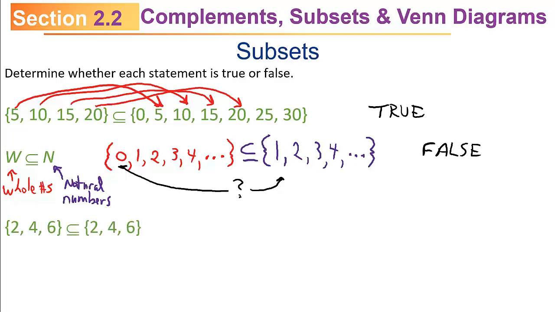How about this? The set containing 2, 4, 6 is a subset of the set containing 2, 4, 6. Now remember, we just talked about this. Every set is a subset of itself. And if you see, by doing the same thing we did for the others, there's a 2 on the left, it appears on the right. There's a 4 on the left, it appears on the right. There's a 6 on the left, it appears on the right. Therefore, it is true. But anytime you see a set compared to itself, a set is always, by definition, a subset of itself.